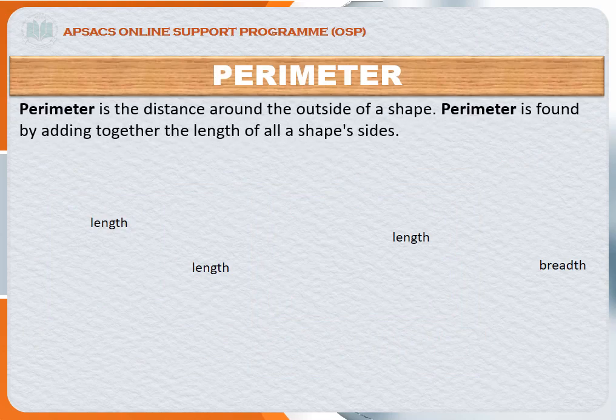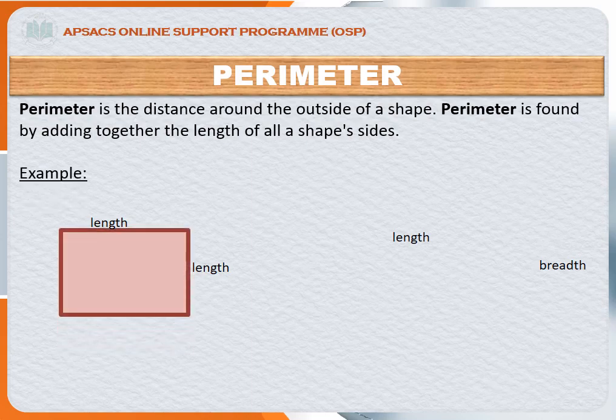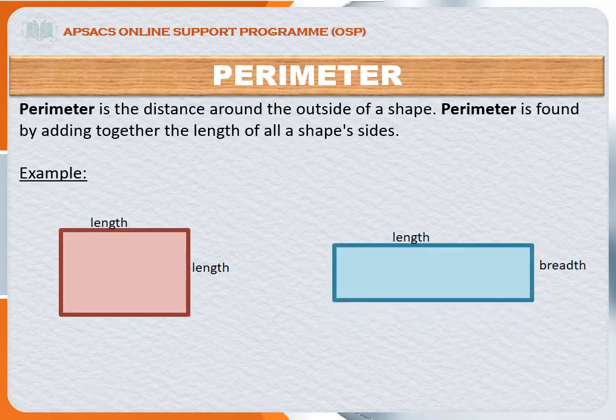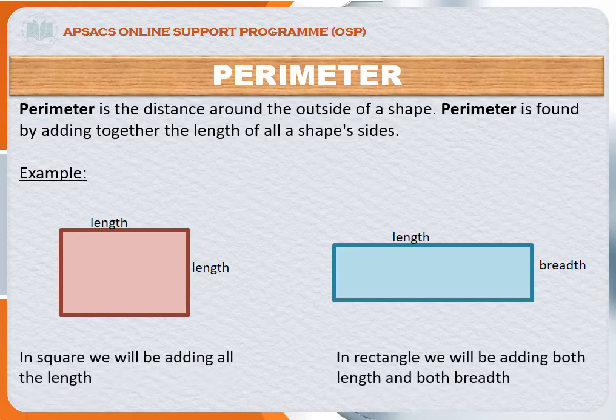Perimeter. Perimeter is the distance around the outside of a shape, and it can be found by adding the lengths of all the sides of the shape. Now see this example. In the first example you have a square, and in the second example you have a rectangle. In a square all the four sides are equal, so you will be adding all lengths, and in a rectangle you have length and breadth, so you will be adding both lengths and both breadths.